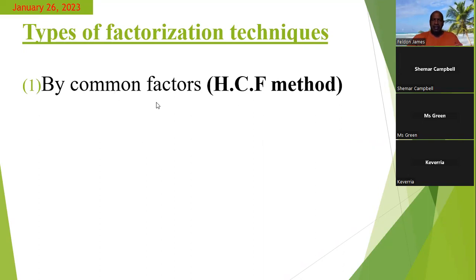Now, the common factor is referred to as the highest common factor, meaning that it's not just any common factor, but we're looking for the highest one. So we call this one the HCF method, the highest common factor method. This is the first technique.